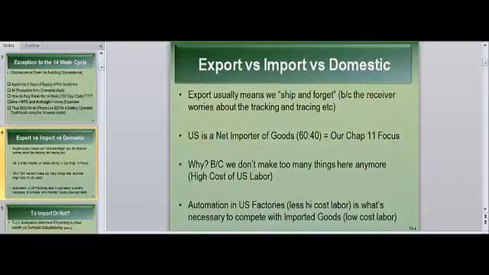The United States is now a net importer of goods. And I was surprised the ratios were this close. Of the sum of import and export, 60% are imported and 40% are exported. I thought it was more like 80-20, maybe even 90-10. So I was very surprised it was this close.